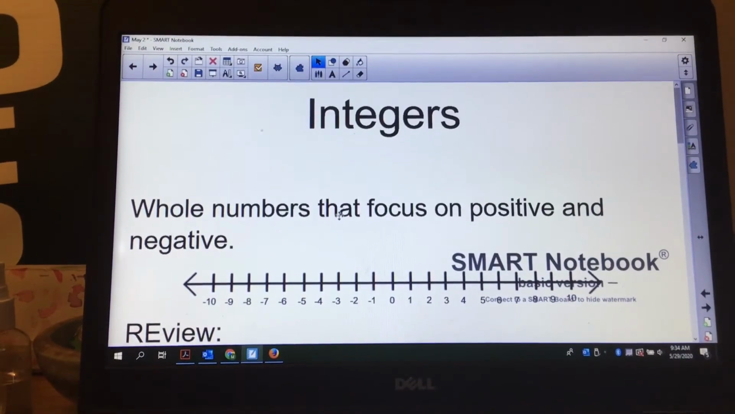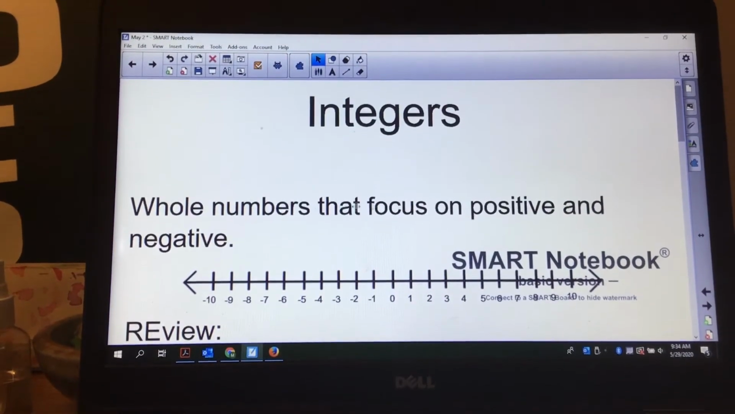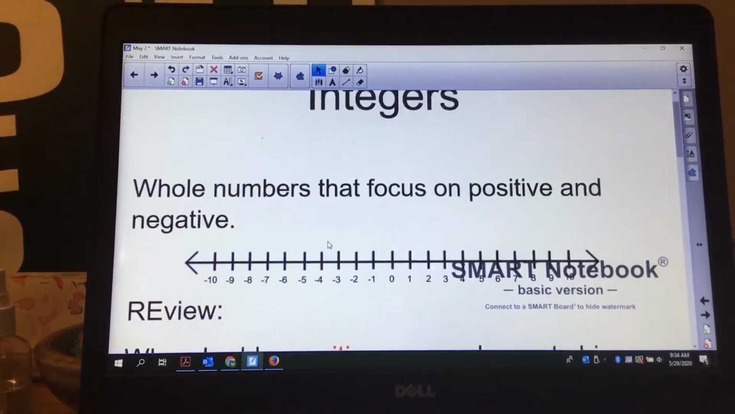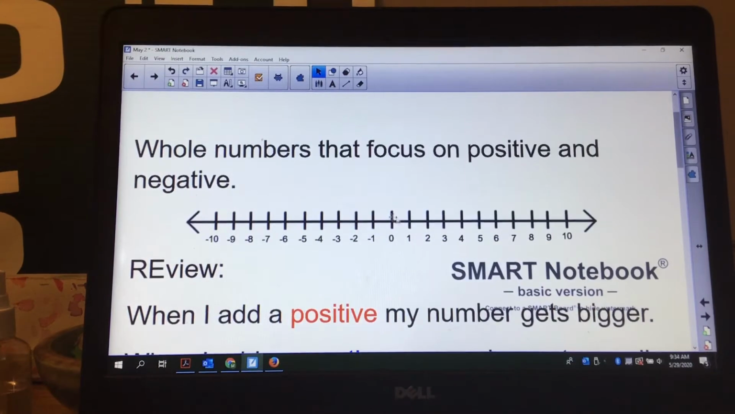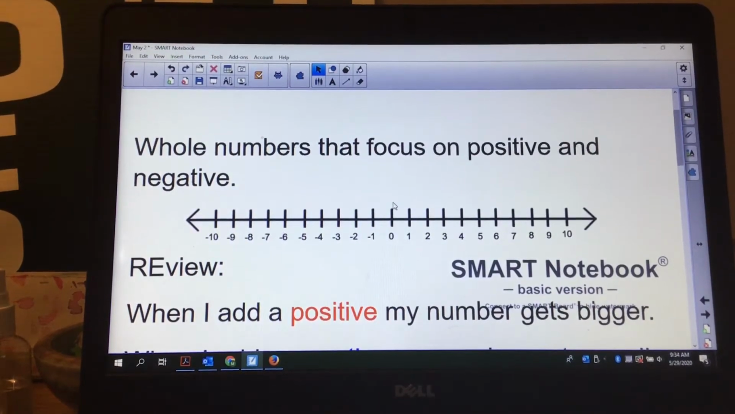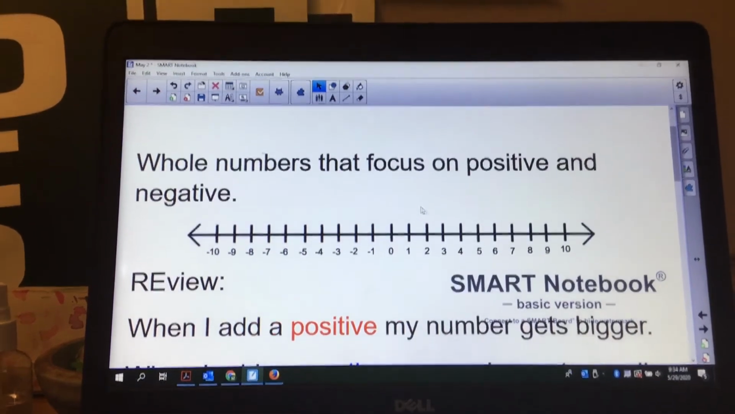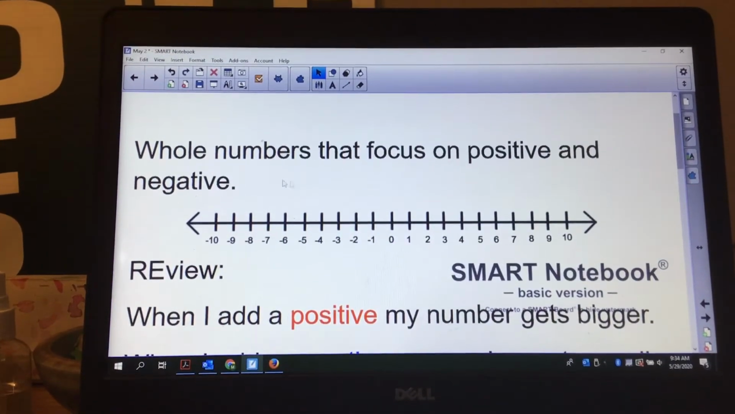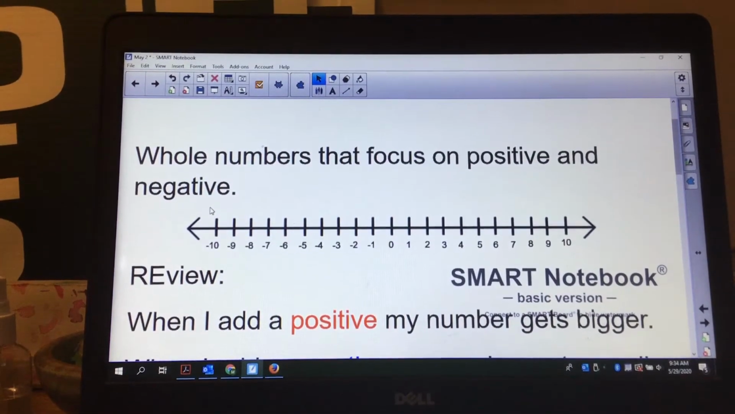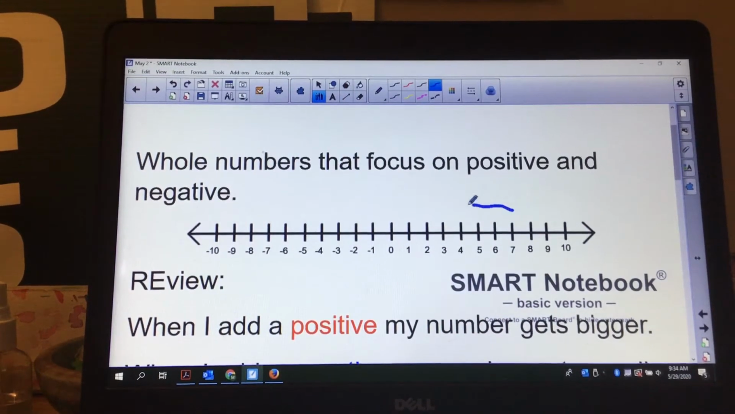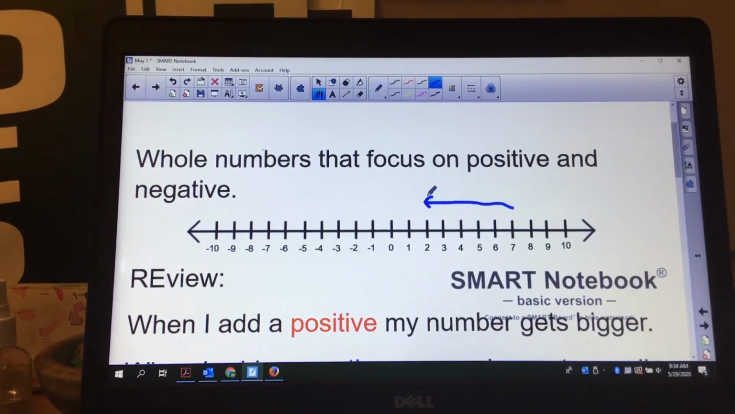Let's review integers. So integers are whole numbers, and we're focusing on positives and negatives. Okay, it's important to remember our number line. Anything that is moving right of 0, the number's getting bigger. Anything moving to the left of 0, the number's getting smaller. Even if I move from 7 down to 2, my number is decreasing. Okay.